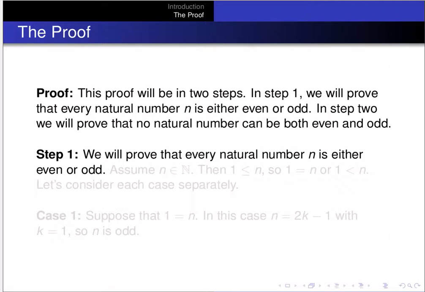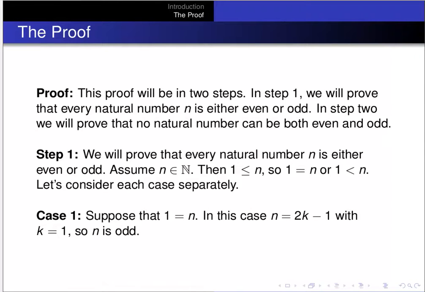So let's start with step 1. We're going to prove that every natural number n is either even or odd. So let's let n be a natural number. Now since n is a natural number, it's greater than or equal to 1. In particular, it's equal to 1 or greater than 1. So let's consider each of these two cases separately.